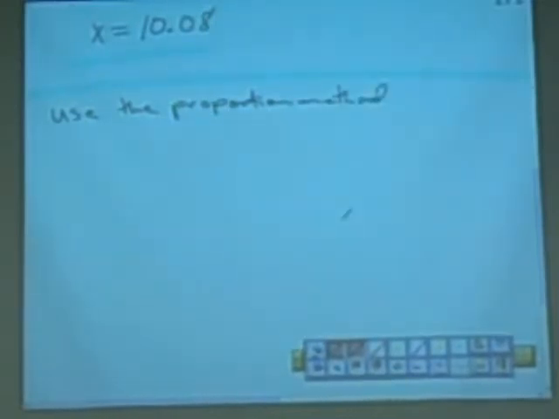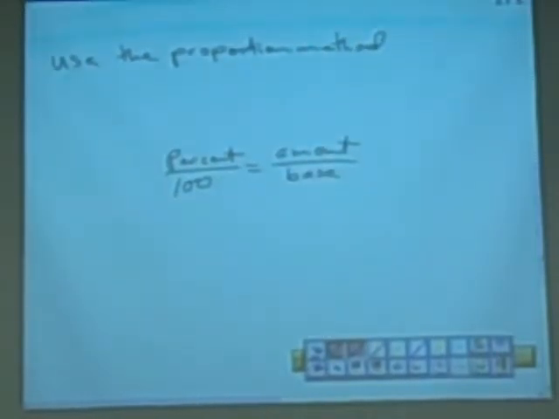And basically, the proportion method is where we have percent over 100 is equal to our amount over our base.